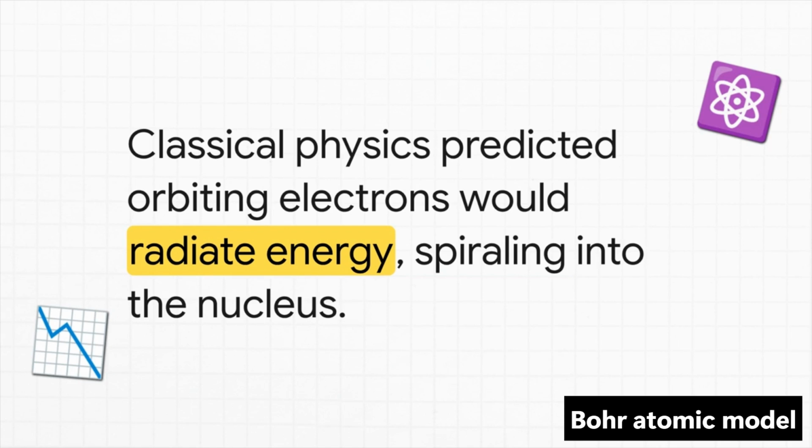Okay, so here's the really big problem. Classical physics, the physics of Newton, predicted a total catastrophe. See, an orbiting electron is an accelerating charge, and any accelerating charge has to radiate energy. As it loses that energy, its orbit should decay, sending it on a death spiral right into the nucleus. An instantaneous collapse. But that's obviously not happening, right? We're here. The universe exists. Atoms are stable. Something was fundamentally broken with physics itself.